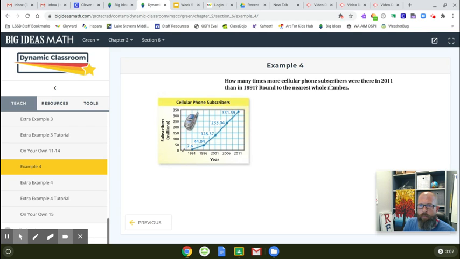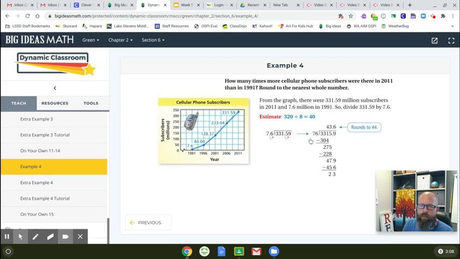So how many times more cellular phone subscribers were there in 2011 than 1991? So we got to take 331.59 divided by 7.6. So if we estimate, you have 320 divided by 8. I'm not sure why they did 320, but maybe just because it's a round number.